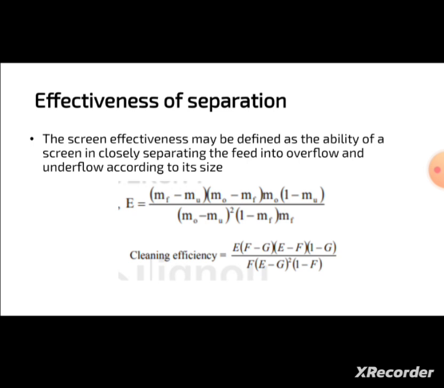This is the basic formula we use to evaluate the cleaning efficiency and effectiveness of the separation. Because of this, we can get the performance of the screen. Effectiveness is the ability of a screen in closely separating the feed into overflow and underflow according to its size. So basically the cleaning ends up in two products: one is overflow and one is underflow. Based on these calculations we can calculate the effectiveness of this separation.